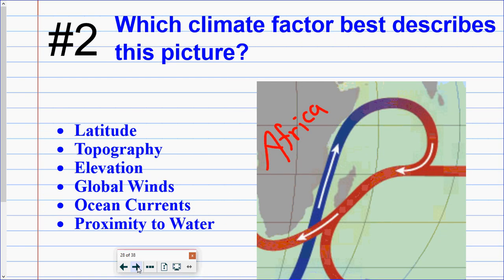Number 2 says, which climate factor best describes this picture? Well, I just talked about this one. It's showing Africa that has a cool current along its southeastern coast. And so that would be the climate factor of ocean currents.